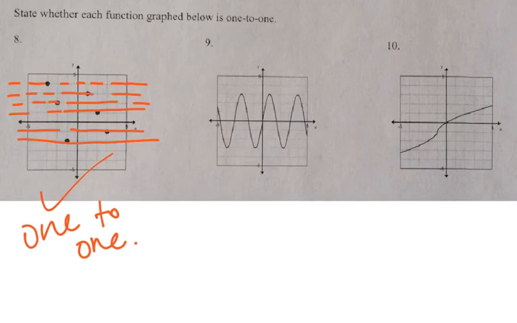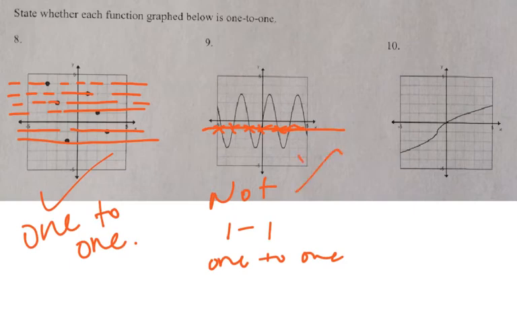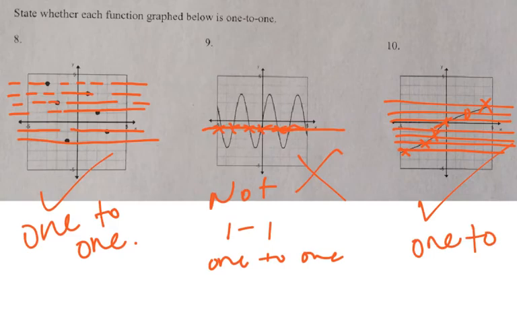Okay, this one right here, we can clearly see if I draw a horizontal line, it hits multiple times. So this is not one-to-one. Put a big X. Okay, this one right here, horizontal line test. Not perfect, but we can kind of get the gist that for each of these horizontal lines, it only hits once. So this one is one-to-one.